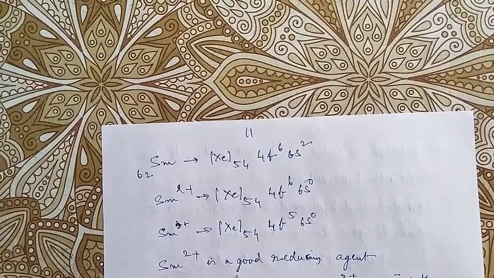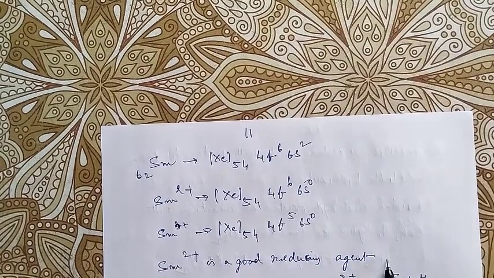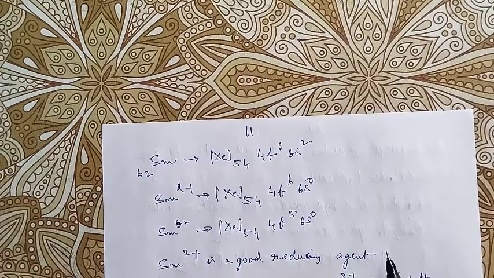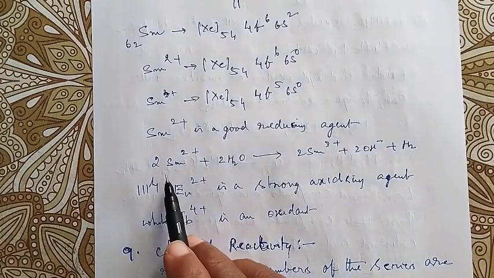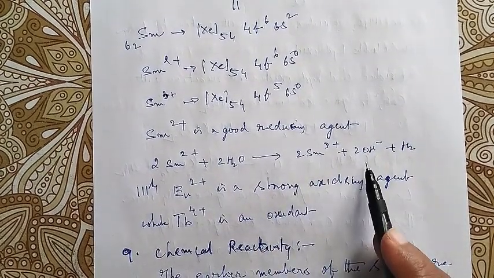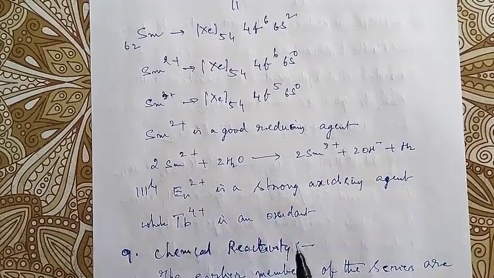Therefore, samarium 2+ is a good reducing agent. That is, it gives its electron to other substances and reduces other substances. Therefore, it itself undergoes oxidation. So here, 2Sm2+ + 2H2O gives 2Sm3+ + 2OH- + H2.